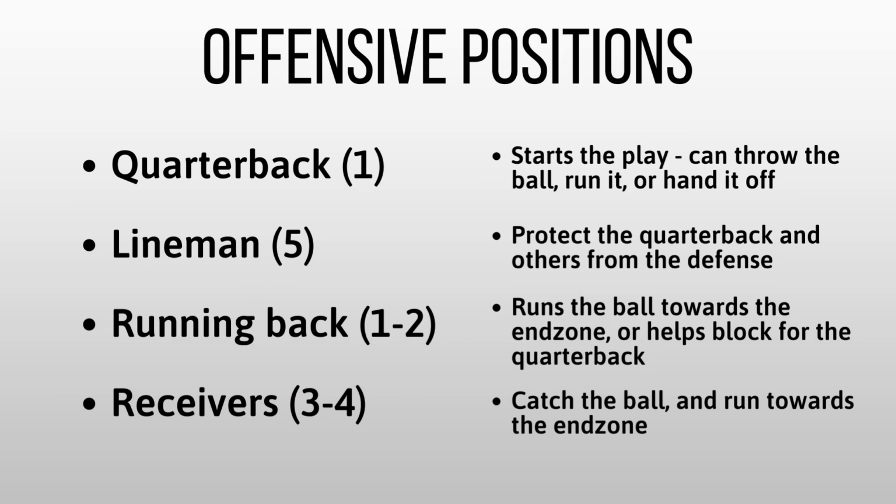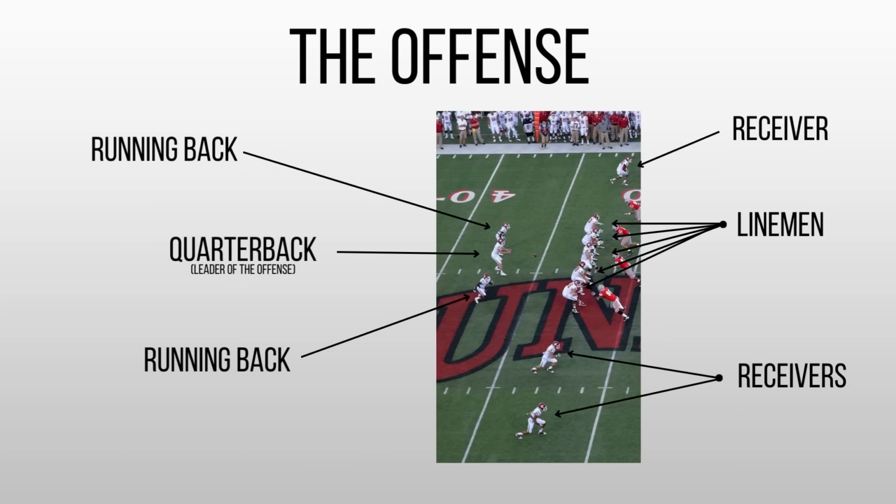Most offenses are going to have one quarterback. They typically start the play and can throw it, they can run it, or they can hand the ball off. You also have typically 5 linemen who are going to try their best to protect the quarterback from the defense attacking. You also have 1 to 2 running backs who will often either run the ball towards the end zone or help block for their quarterback. Lastly, you'll have receivers who typically run down the field and try their best to catch the ball thrown by the quarterback.